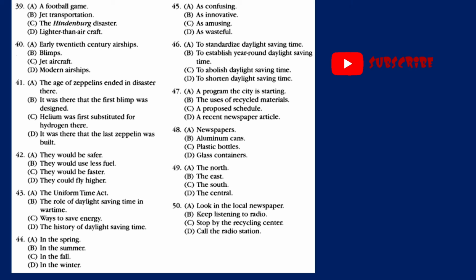This confusion ended in 1966, when the Congress passed the Uniform Time Act, standardizing the process and making daylight saving time a federal law. Since then, some lawmakers have proposed that the United States go to year-round daylight saving time.